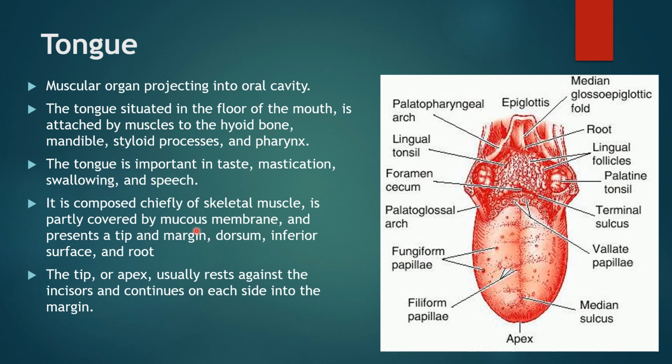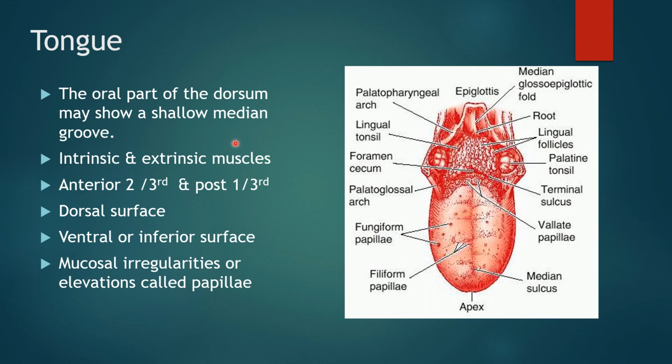It is partly covered by mucous membrane, and it presents a tip, the margins, the dorsal surface, the inferior surface and the root. Another important thing is that the median furrow, or median sulcus, is present on the dorsal surface of the tongue. So the oral part of the dorsal surface shows a shallow median groove. Intrinsic and extrinsic, both types of skeletal muscles are present in the tongue.